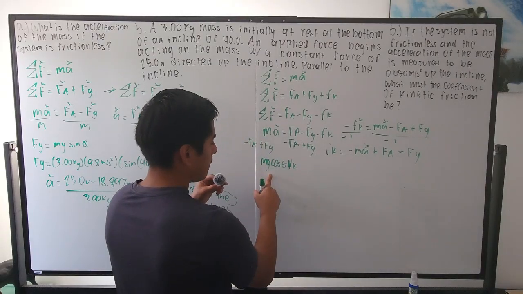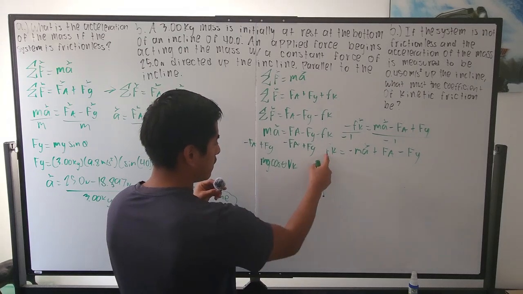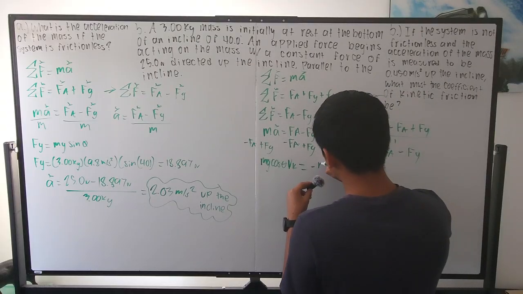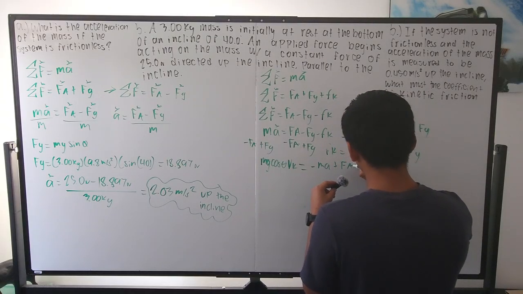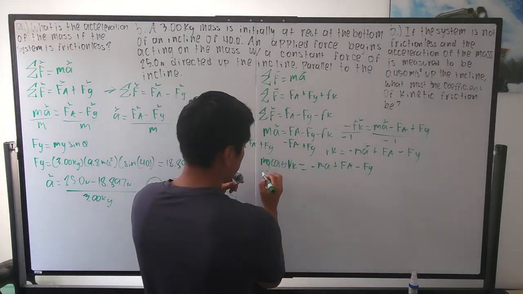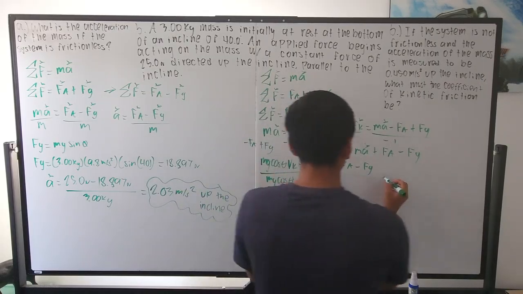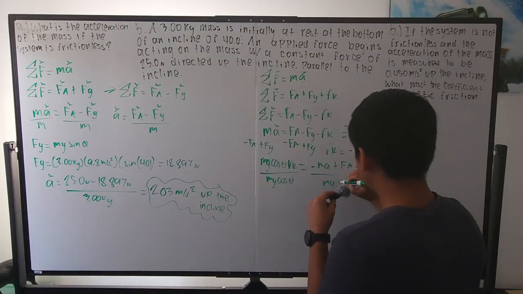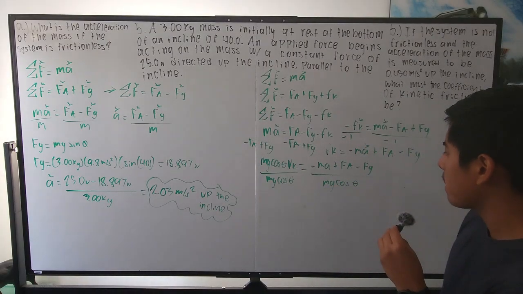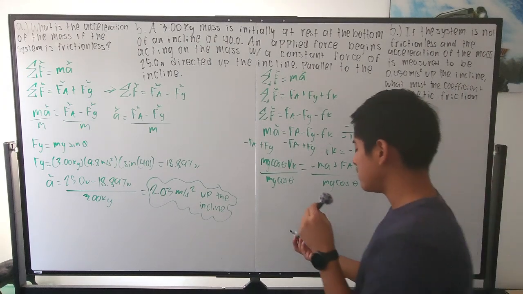Now, this is the force of kinetic friction. So now I'm going to set this equal to this that I have right here. So negative MA plus FA minus FG. Now to finally get this mu K by itself, I'm going to divide by mg cosine of theta, on this side as well. And now I get my formula for my answer. Now I just have to plug in everything.